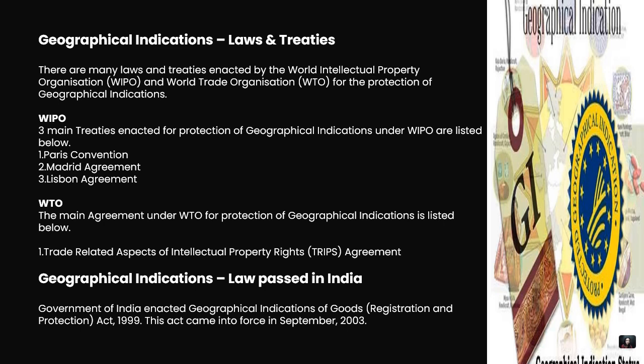And the geographical indication law passed in India. The Government of India enacted the Geographical Indications of Goods Registration and Protection Act in 1999. This act came into force in September 2003.